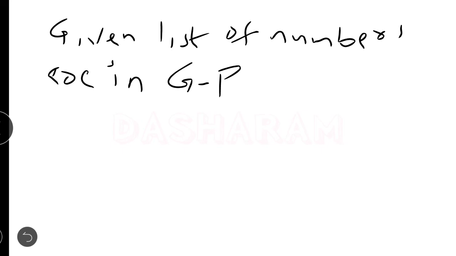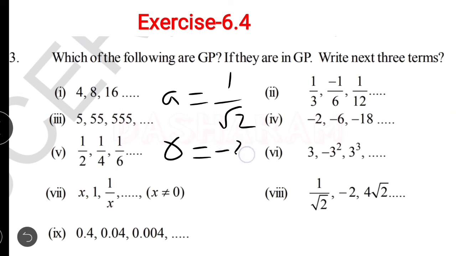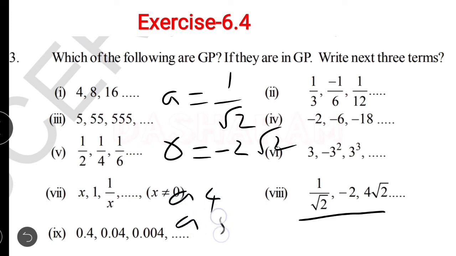Since they are in geometric progression, let's find out the next 3 terms. To find the next 3 terms, we need the A value, that is 1 by root 2, and the common ratio R. What is the R value here? Minus 2 root 2. How many terms are given? 3 terms are given. So the next 3 terms means A4, A5 and A6.